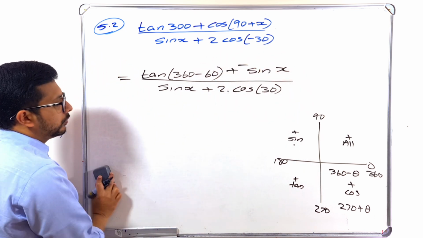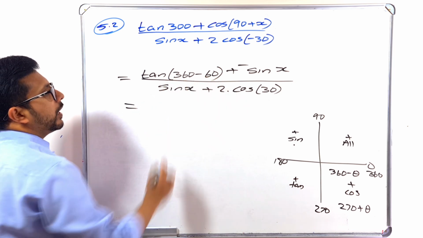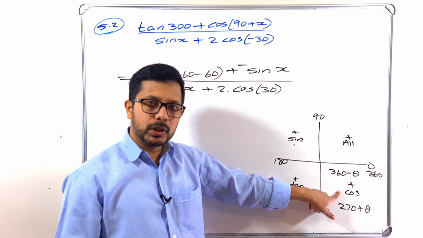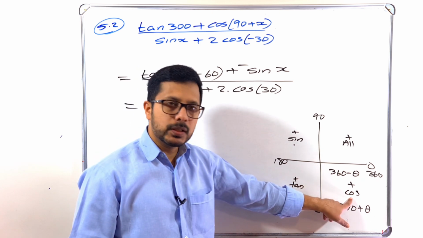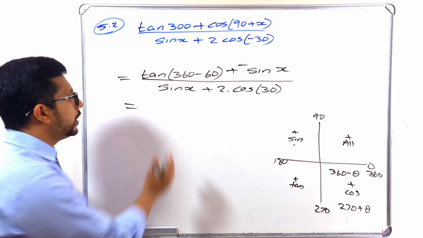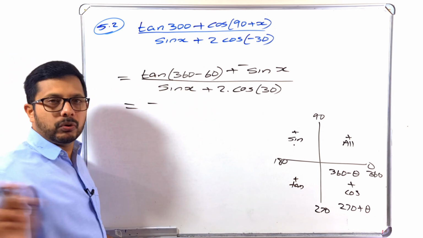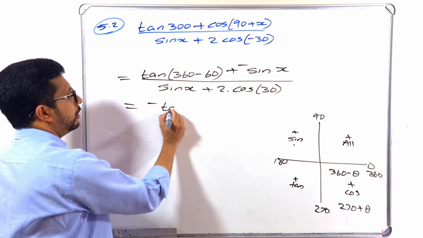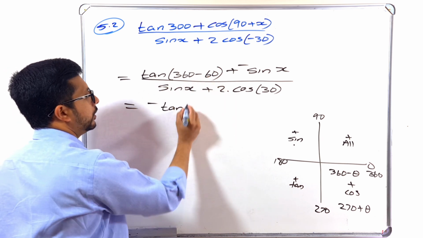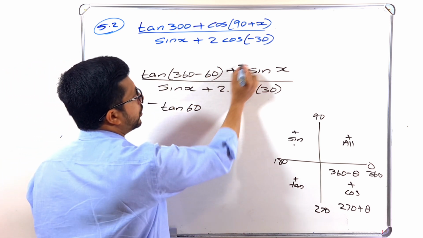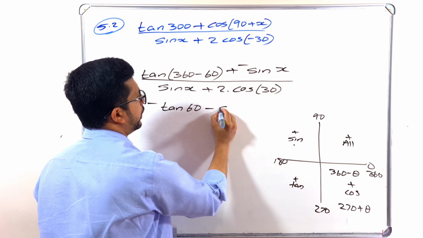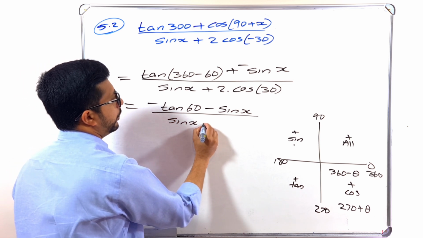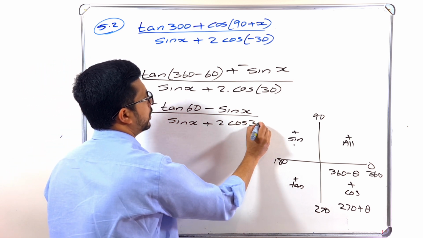Okay. Now, what is this one? 360 minus 60. Which quadrant? 360 minus 60. Fourth quadrant. Fourth quadrant, what is positive? Cos is positive. Here what? Tan. So it is negative. If it is based on horizontal line 180, 360, no change in the trigonometry. So it is tan. There is no change in this trigonometry. Then it is 60. Then plus into minus is minus sin x divided by sin x plus 2 cos 30.